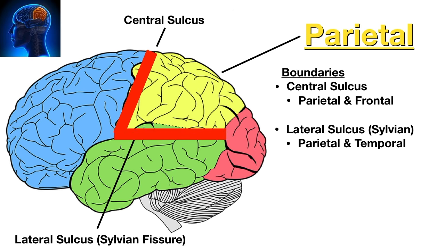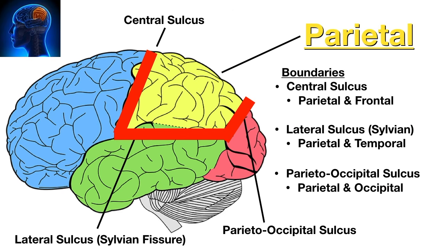The second one is the lateral sulcus, or sylvian fissure, and this is going to separate the parietal lobe from the temporal lobe. And the last one we need to learn is the parieto-occipital sulcus. This is going to separate the parietal lobe from the occipital lobe, as the name suggests.